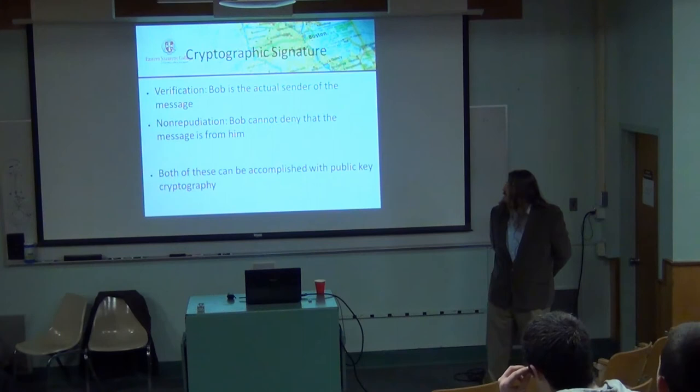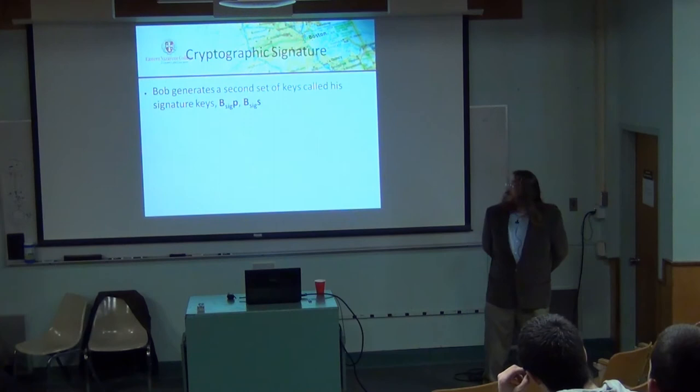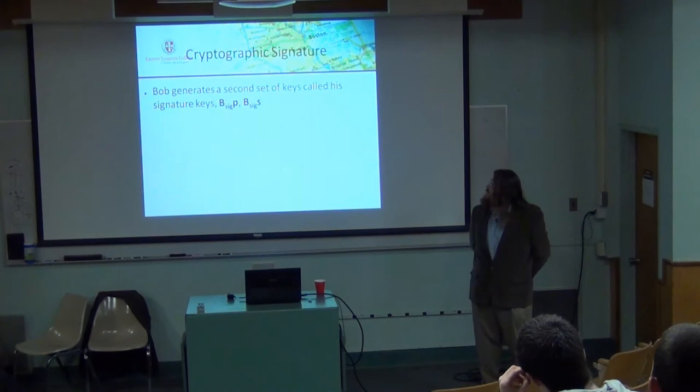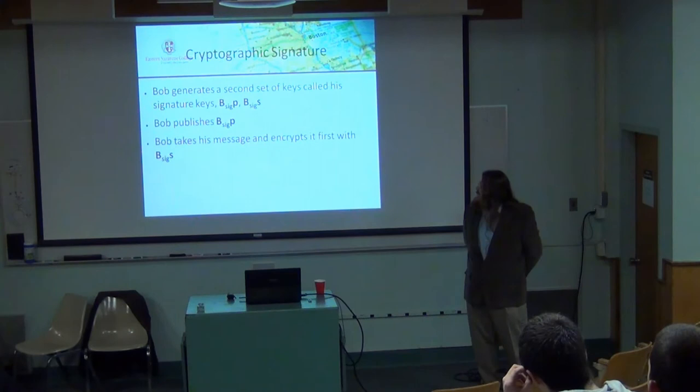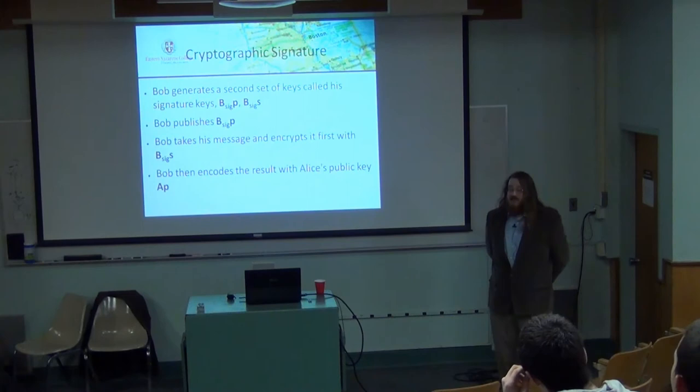We use public key cryptography again. How does this work? Bob generates a second set of keys called signature keys. They're exactly the same type of keys as the public and private keys. He publishes one of them, the B-Sig-P, and he keeps the secret one to himself. He publishes the public one. And now when he takes his message, before encrypting it with Alice's public key, he encrypts it with his secret key. Then he applies Alice's public key and sends the message.